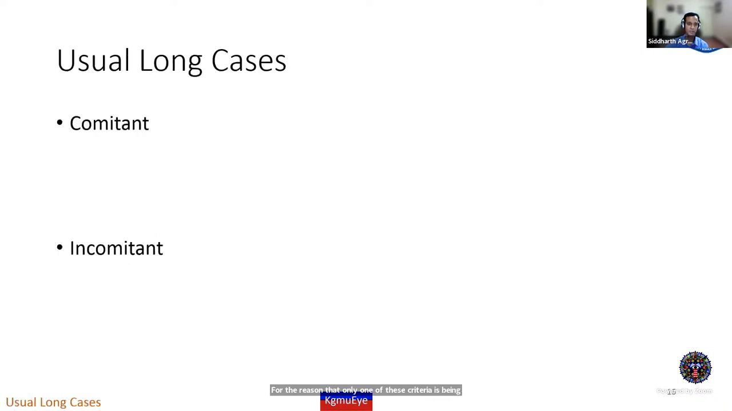Having understood this, we move on to the third part of the class today, probably the most interesting part for all of you, the usual long cases. Now, the usual long cases that you can get in the exam are esotropia. It will usually be an infantile esotropia, because accommodative esotropia is avoided by the examiners as it requires a longer workup than is probably possible during the exam.